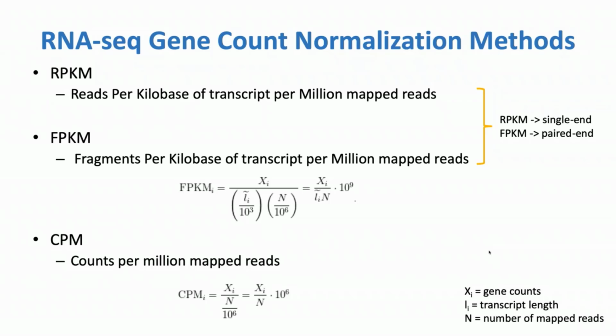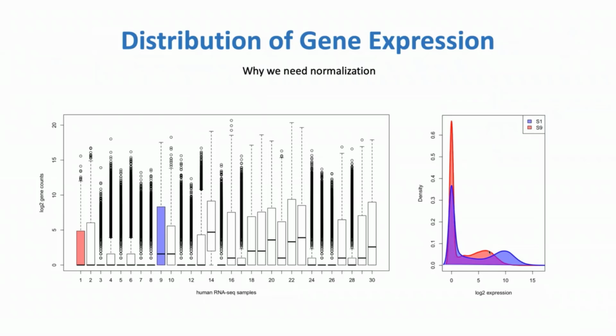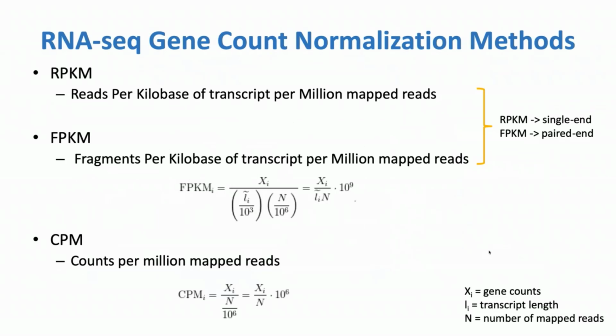The counts per million mapped reads is a simpler version. This one doesn't account for the length of the transcript. It just accounts for the number of reads in a file. So if we apply this normalization, we should get a more comparable comparison between the plots we had here, right?